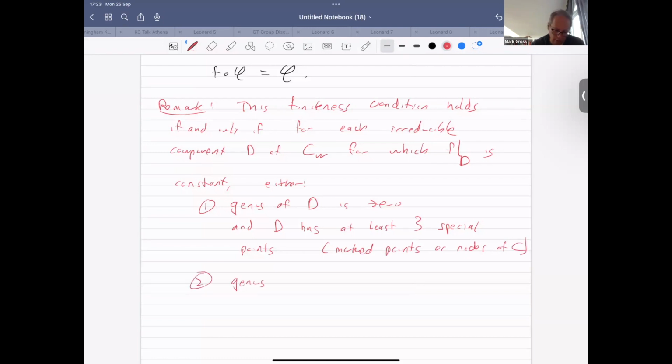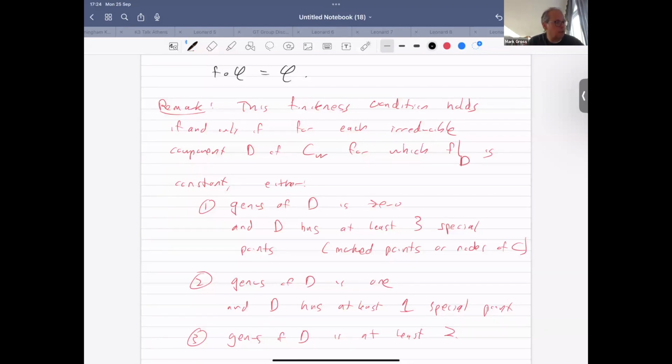Or the genus of D is 1, and D has at least 1 special point, or the genus of D is at least 2. Point being that curves of genus greater or equal to 2 always have a finite automorphism group anyway. Okay, so that's the notion of stable map, and this notion introduced by Kontsevich around 1994 is really the key one in this theory, in the enumerative theory of curves.